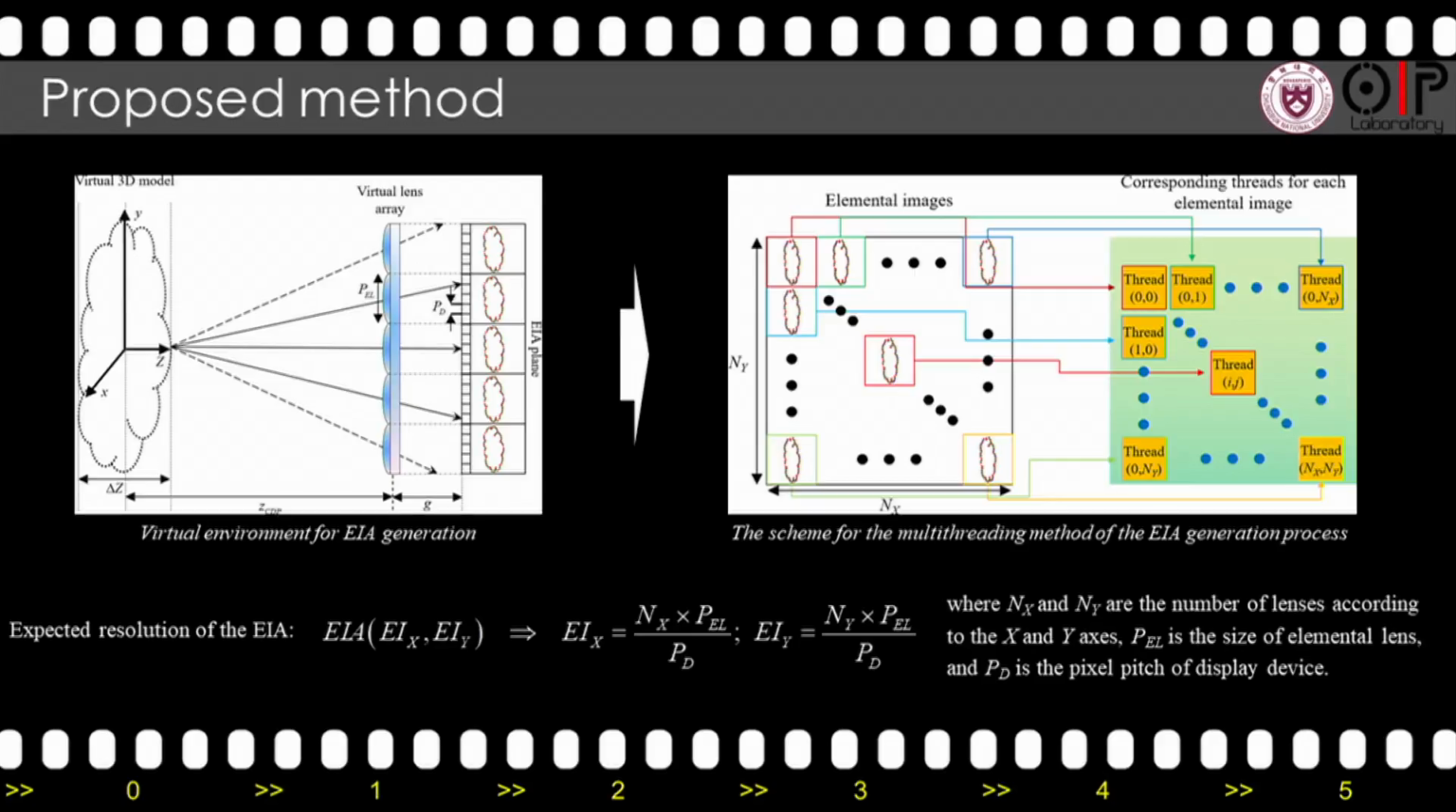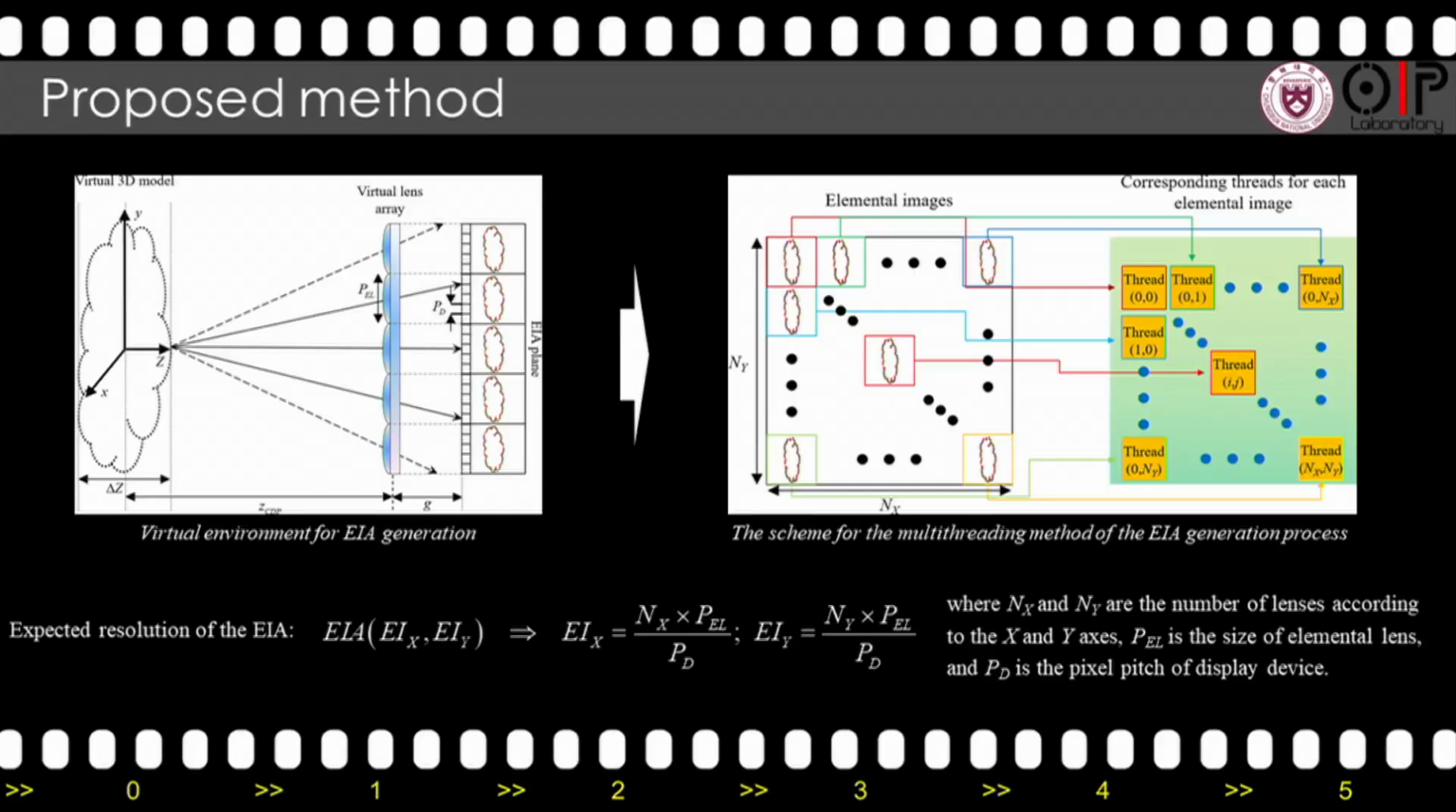And in the elemental image generation, first we generate this kind of virtual environment, which consists of the virtual 3D model with the normalized depth data, the virtual lens array information with the input specification, and also the expected elemental image array plane with the expected resolution. The expected resolution of the elemental image array can be calculated by these simple equations.